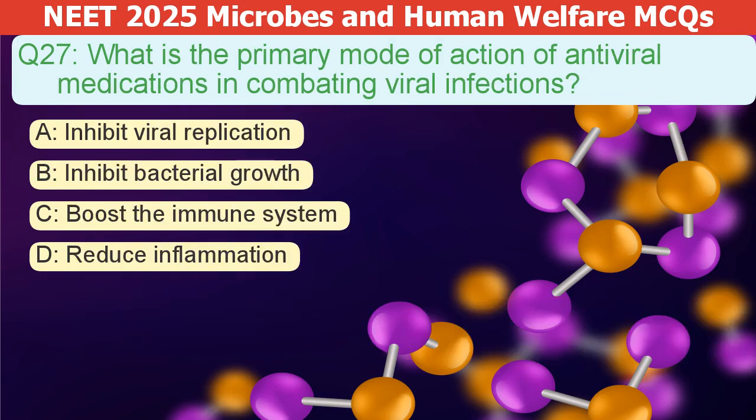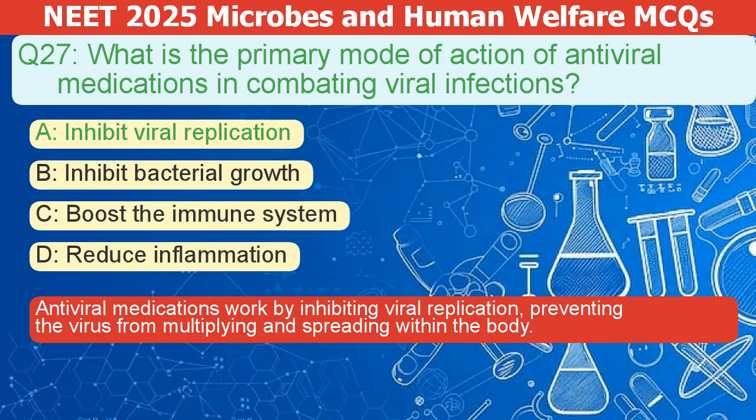What is the primary mode of action of antiviral medications in combating viral infections? A. Inhibit viral replication. B. Inhibit bacterial growth. C. Boost the immune system. D. Reduce inflammation. The correct answer is A. Antiviral medications work by inhibiting viral replication, preventing the virus from multiplying and spreading within the body.